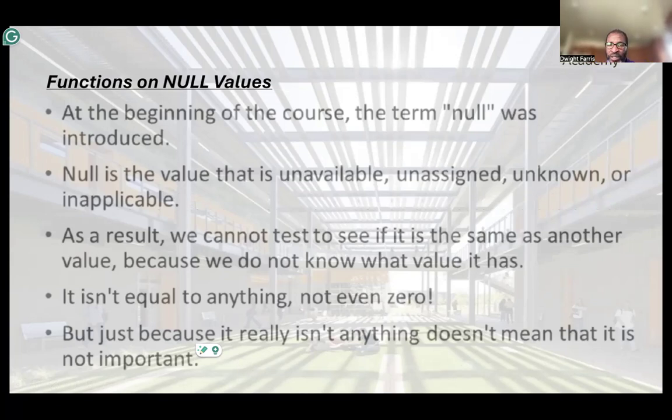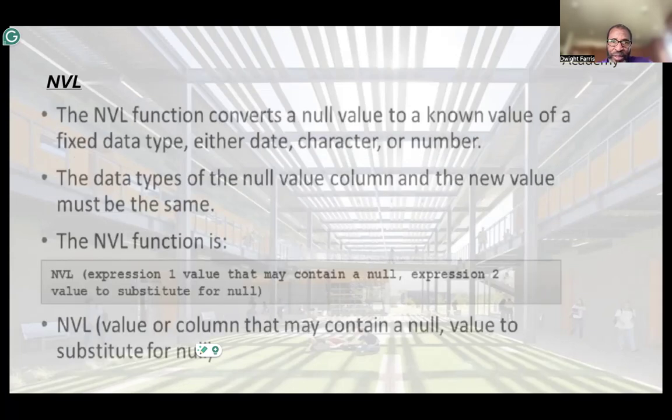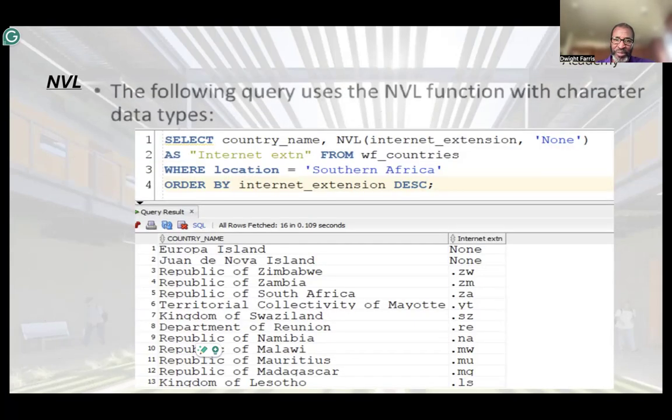But we do have functions that we can use when we have nulls. The 4 functions that we're going to address are NVL, NVL2, nullif, and coalesce, as I said before. So the NVL function converts the null value into a known value, and this can be very useful. The key here, and I'm illustrating the syntax here, is that you really need to pay attention to the data type to make sure the data types in that particular column match your replacement value.